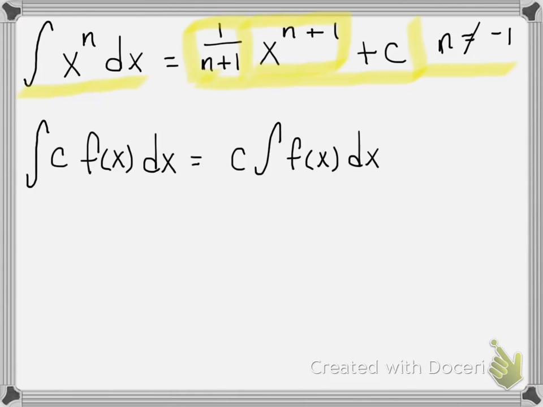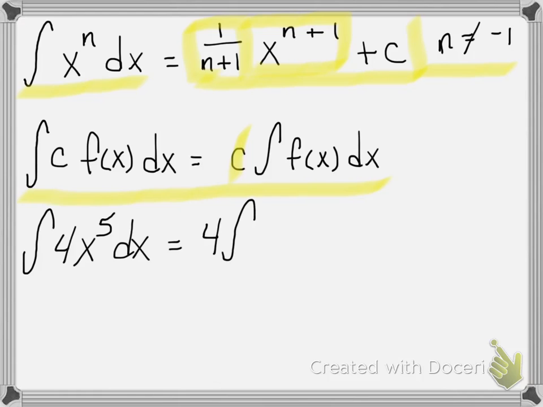All right, and then there's another property that I kind of touched on in the last video, but I really didn't explain it. So you're taking the integral of some constant times a function with respect to dx, where you could just pull the constant out front. An example of that is if you're doing the integral of 4x to the 5th with respect to dx, just pull your constant out front, which would be the 4. So you're going to have 4, and you're still integrating the x to the 5th dx.